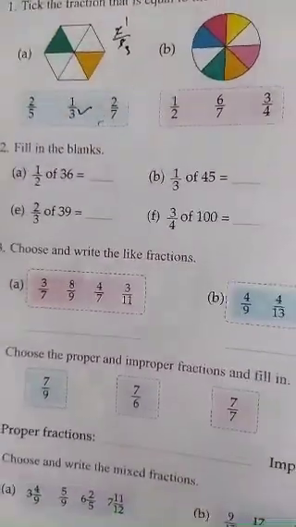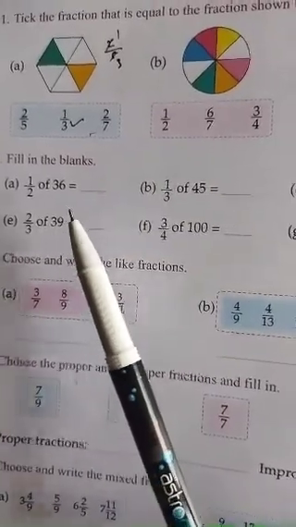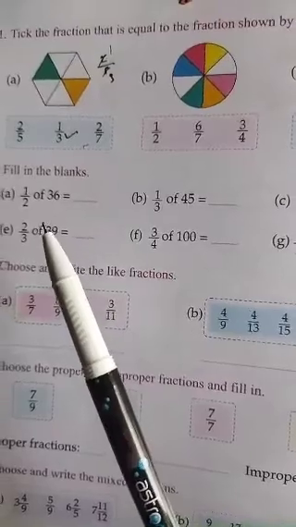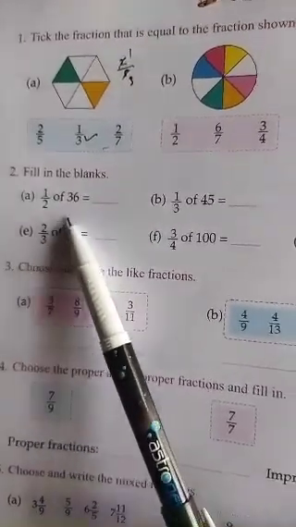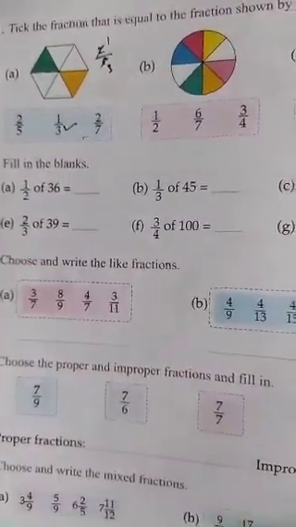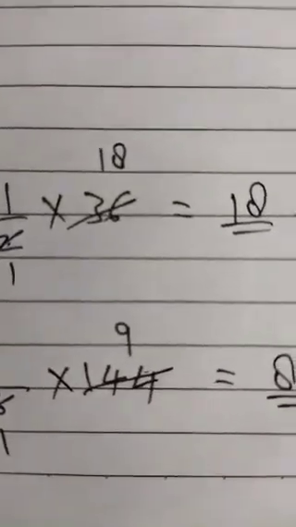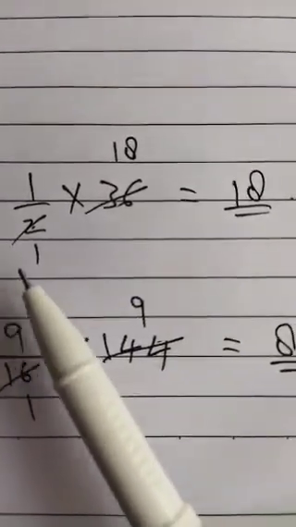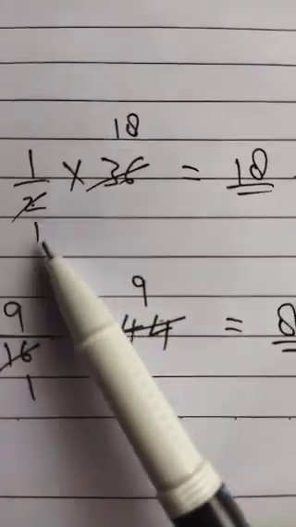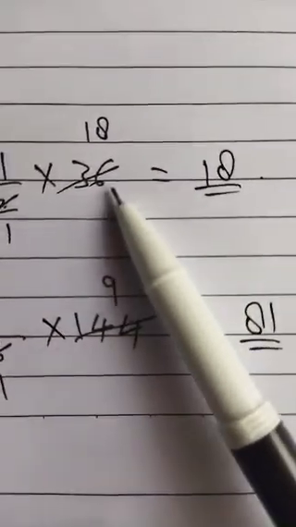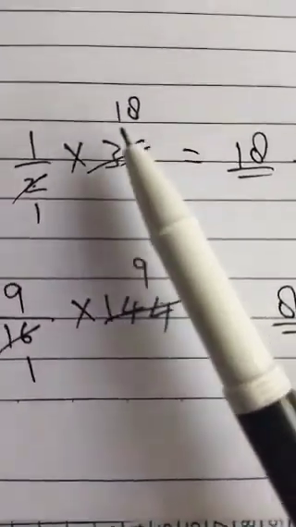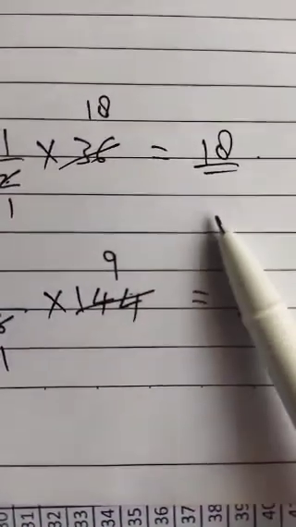Now coming on to the second question. Fill in the blanks: 1 upon 2 of 36. All of you know about "of". Of means multiply. So how will you do this? 1 upon 2 multiply 36. Like this you have to solve it. Then this can be reduced. 2 1s are 2 and 2 18s are 36. Now we will multiply the numerators. Numerator is 1 and 18. So 18 1s are 18. This is your answer.